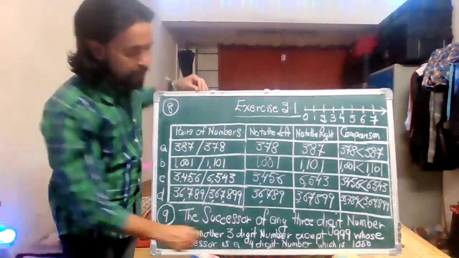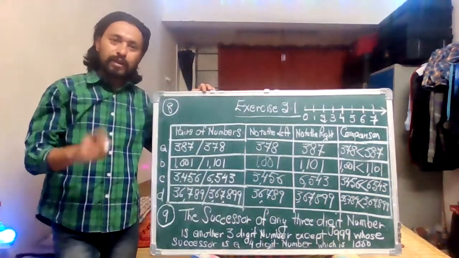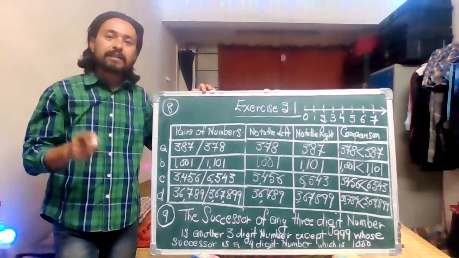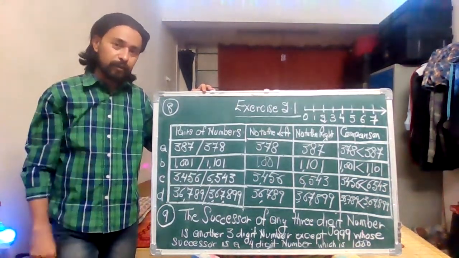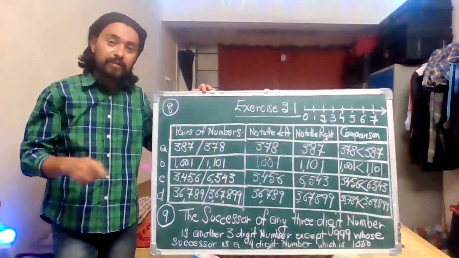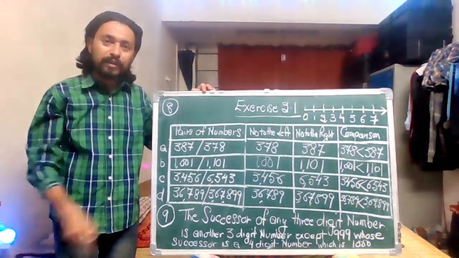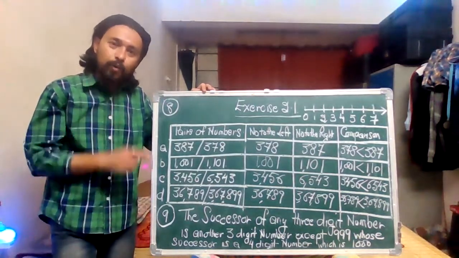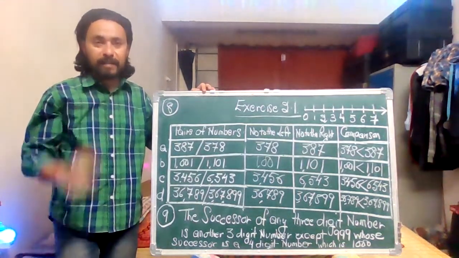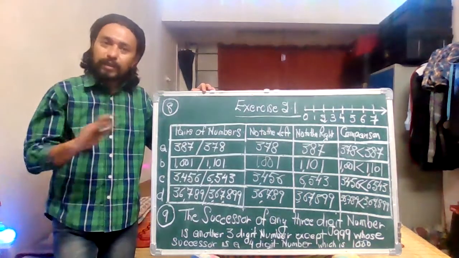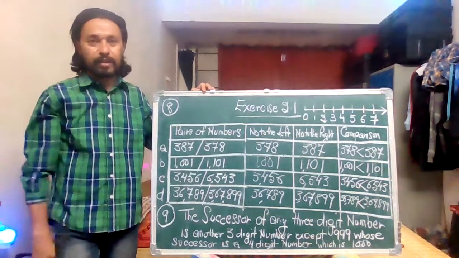And that number is 999. That's a 3-digit number, but that's the last 3-digit number that we know, or the greatest 3-digit number. The successor of 999 will be 1000. Just after 999 comes 1000. That is the only 3-digit number that has a 4-digit number as a successor. Otherwise, all the other 3-digit numbers have their successors as another 3-digit number.